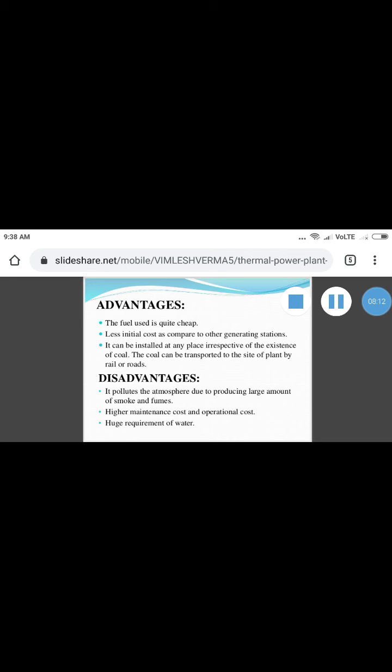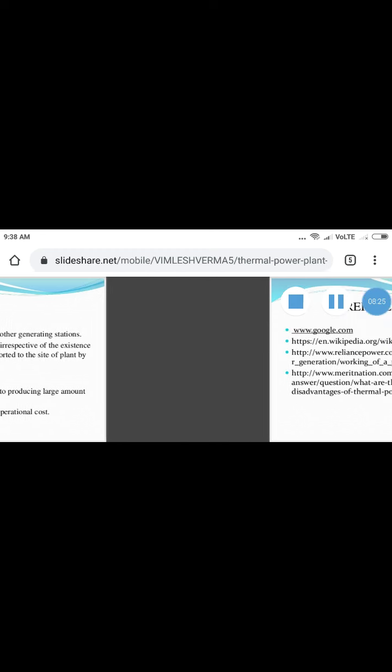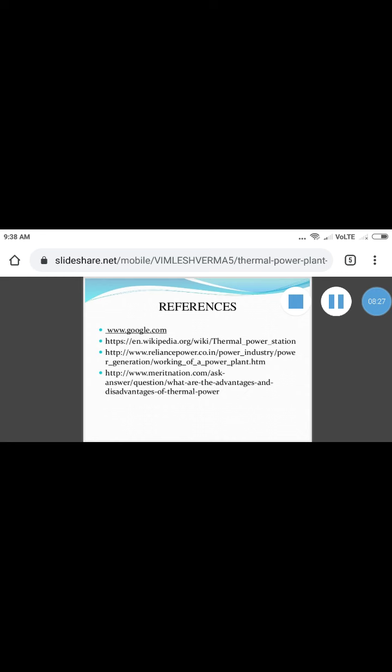Disadvantages. It pollutes the atmosphere due to producing large amount of smoke and fumes. Higher maintenance cost and operational cost. Huge requirement of water. So these are the references.